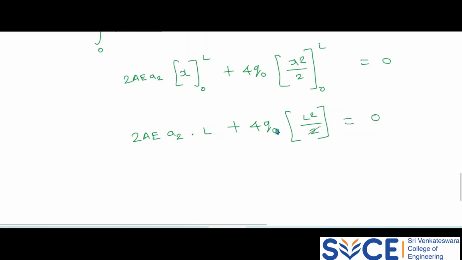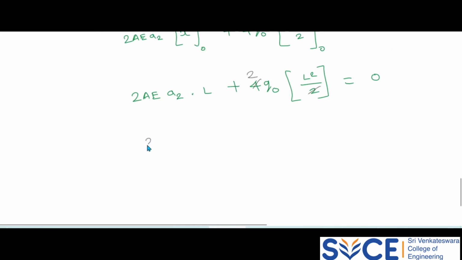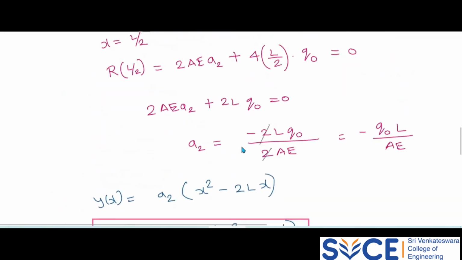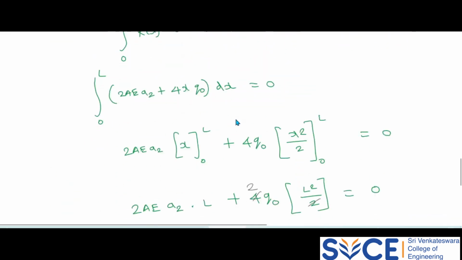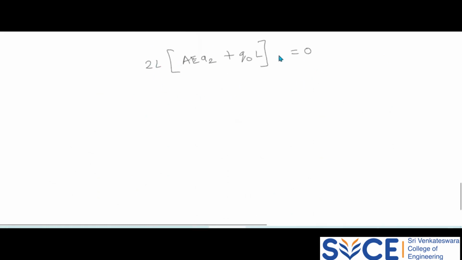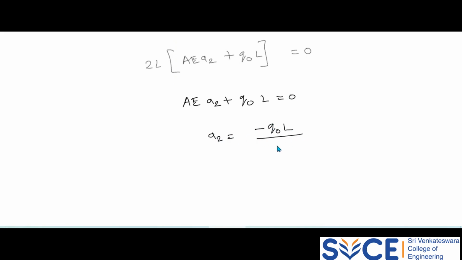So we simplify. When these two cancel, a 2 comes here. Here 2L is a common term, so I will take that out. Taking 2L common, what will I get? I will get ae a2 plus q naught L is equal to 0. You can see that ae a2 plus q naught L we already considered; if you take out the 2, we get the same. So the same answer comes. When I bring it to the other side, ae a2 plus q naught L is equal to 0.